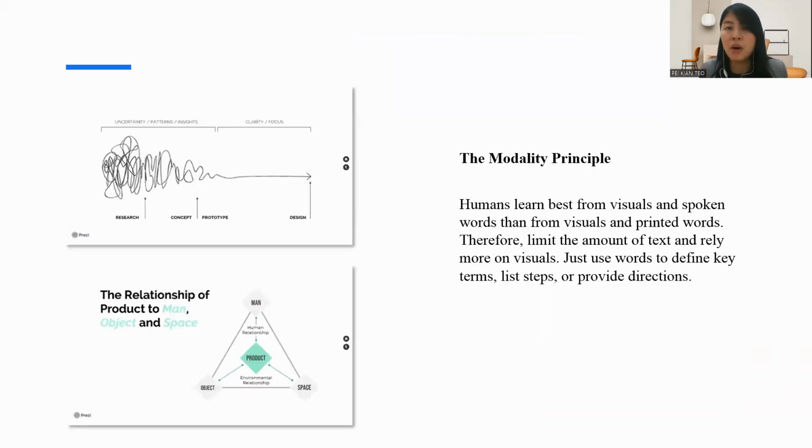And the last is the modality principle. From the prototypes, you can see that humans learn best from visuals and spoken words than from visuals and printed words. Therefore, limit the amount of text and rely more on visuals. Just use words to define key terms, list steps, or provide directions. So all of these are the findings for the MML theory applied to the digital presentation tool, Prezi.